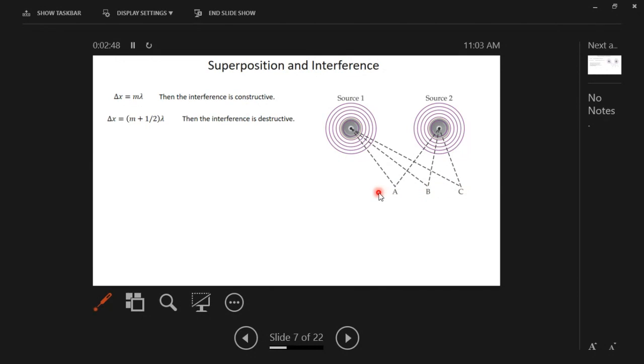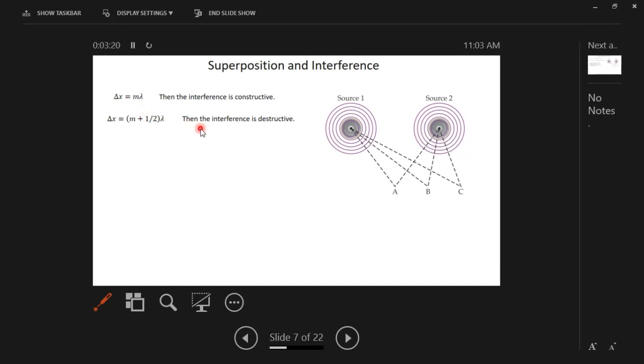Now, if the path difference between the two waves is a multiple of the wavelength, where delta x is the path difference, the difference between the distances traveled by those two waves, that means it's 0 or 1 lambda or 2 lambda or 3 lambda and so on. Then you are going to see a constructive interference. These two waves actually help each other out. You have a bigger wave at that point.